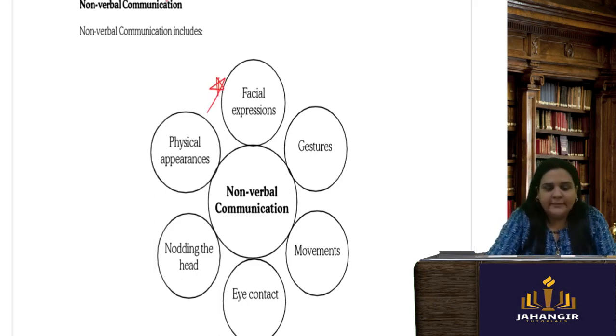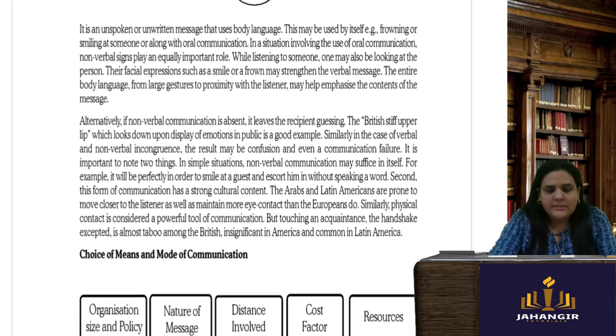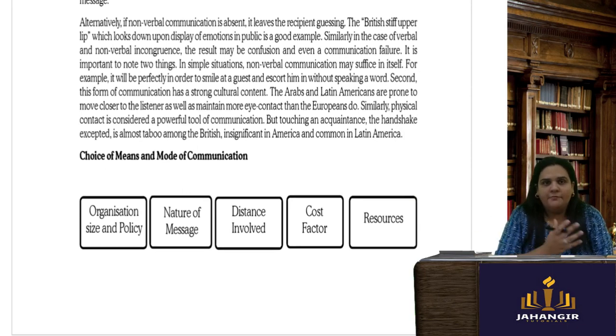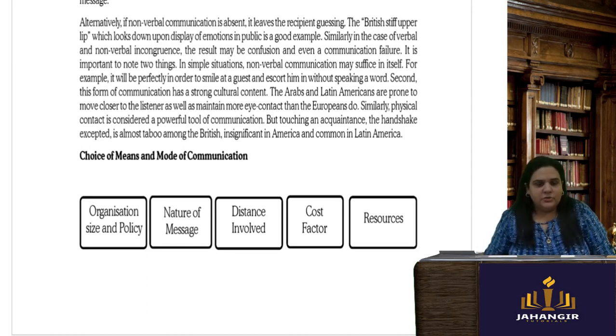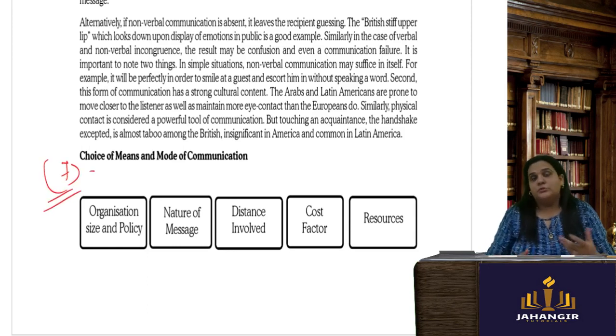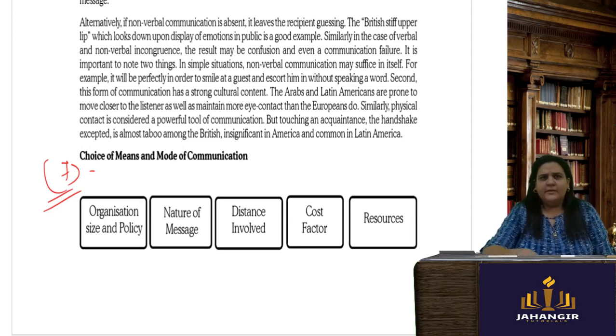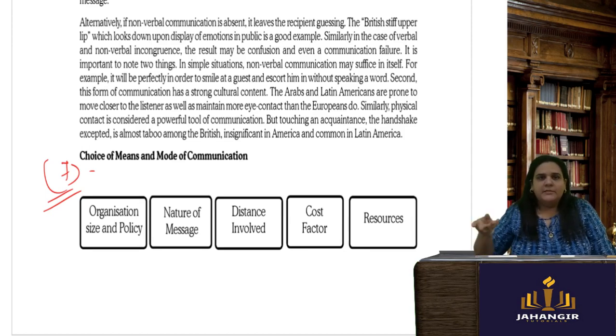Okay, fine. So now, since we know what is verbal and non-verbal, the choice of means and modes of communication will also depend on certain factors. How we will choose what and how we are going to communicate, how we'll choose the mode of communication, will depend upon certain factors. One is your organization size and policy, what your organization wants. If it is a small, like one doctor's clinic where the doctor is sitting and the compounder is there, obviously they will do oral communication, they will not write anything over email.